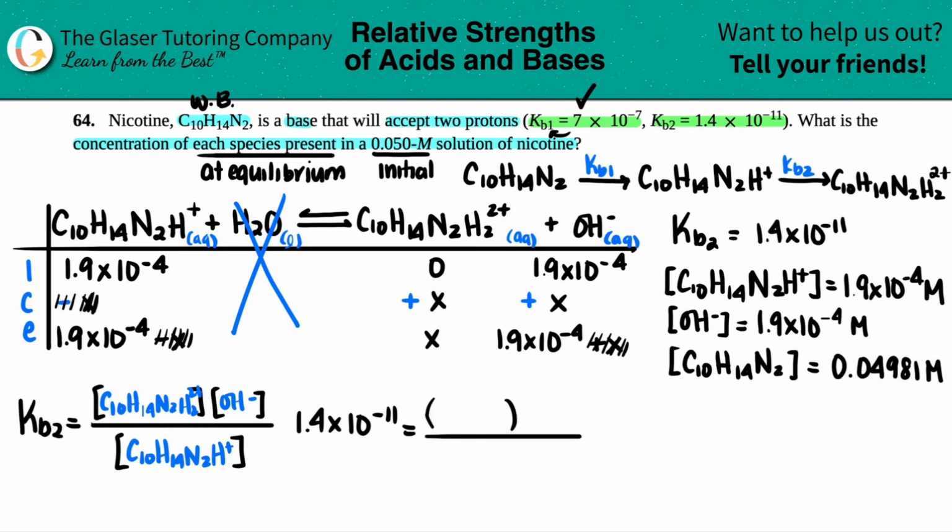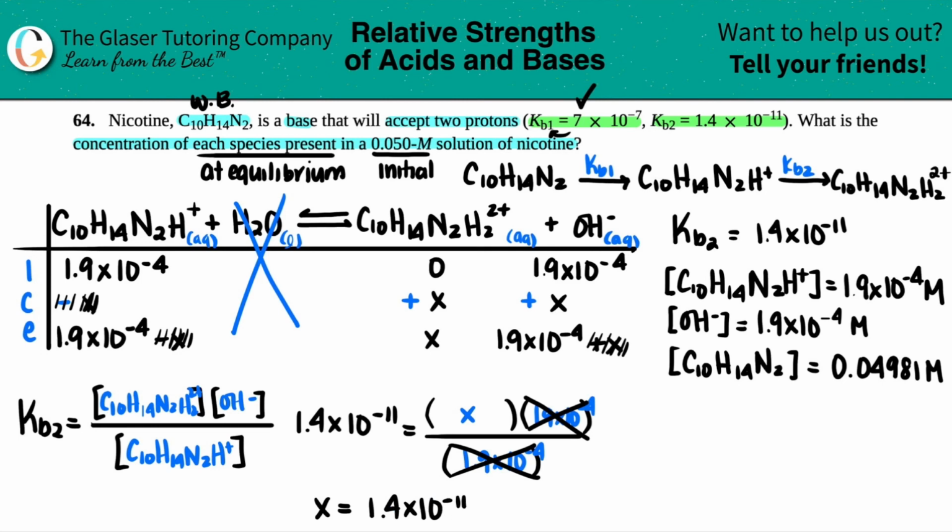Products divided by reactants at equilibrium. So we have x for this guy, 1.9 times 10 to the negative 4th, divided by 1.9 times 10 to the negative 4th. And look at that. This is the same number as the numerator and the denominator. So they actually go bye-bye. That makes it so much easier. X just equals 1.4 times 10 to the negative 11th.